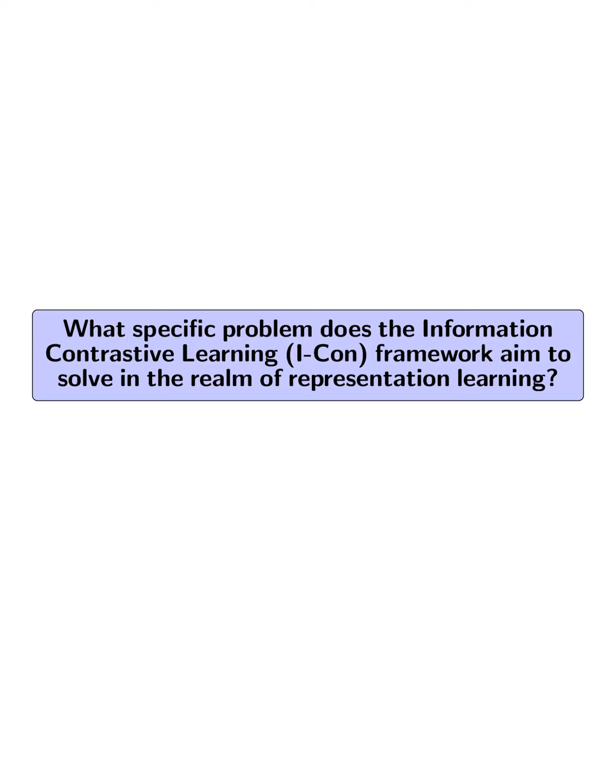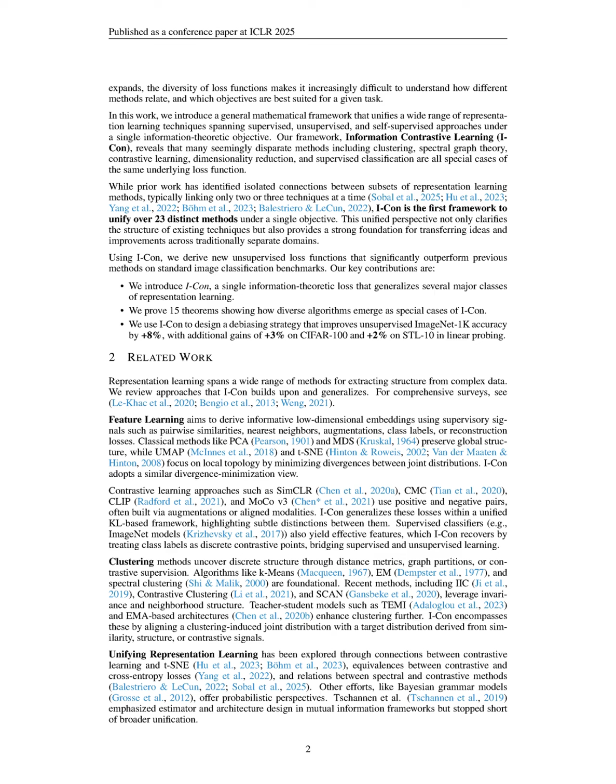What specific problem does the information contrastive learning (ICON) framework aim to solve in the realm of representation learning? The information contrastive learning (ICON) framework aims to address the complexity and diversity of loss functions in representation learning, which complicates the understanding of how different methods relate and which objectives are best suited for specific tasks.